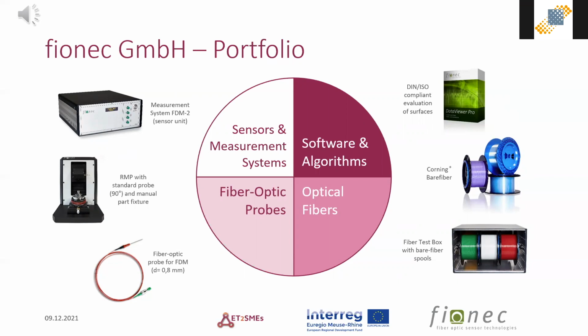In addition, the RMP surface roughness measuring station is based on a high-precision fiber optic measuring system for standard-compliant evaluation of roughness parameters. The design and manufacturing of fiber optic measurement and illumination probes belongs to the category of fiber optic probes. Within the software section, fionec offers specially developed control and evaluation software, for example for straightforward 2D display and processing of large data series, such as data viewer.